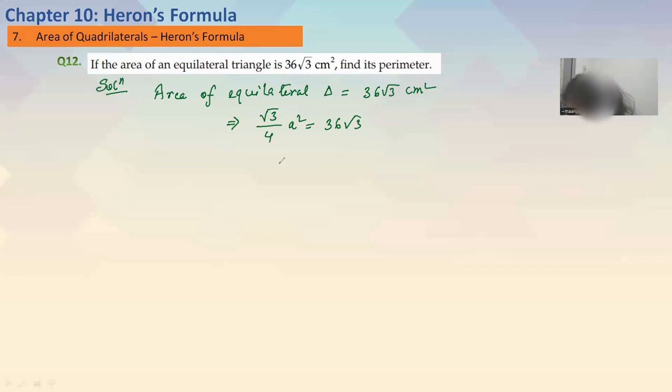Which is equal to 1 by 4 a square equals 36. A square equals 36 into 4, which is equal to 144. Sir, is the answer 12? Is the answer 12 centimeter? Give me a second. It seems like it's going to be 12. Yeah, a equals root 144.